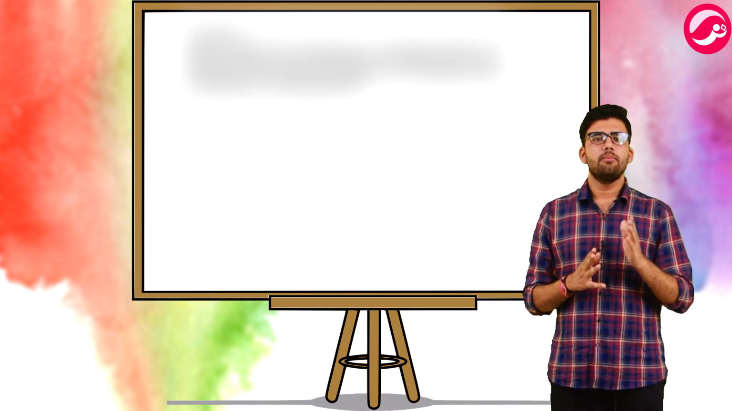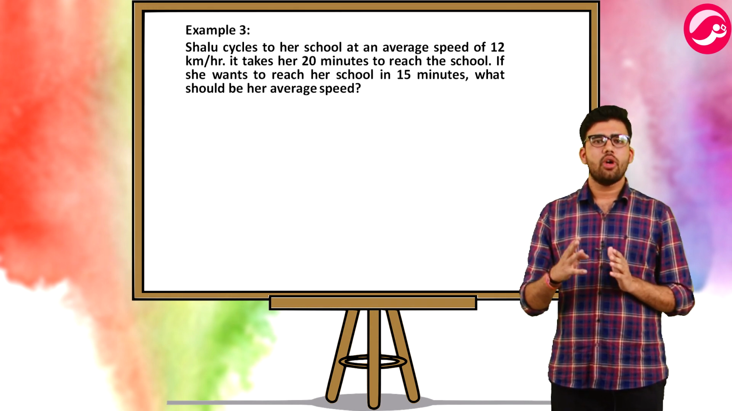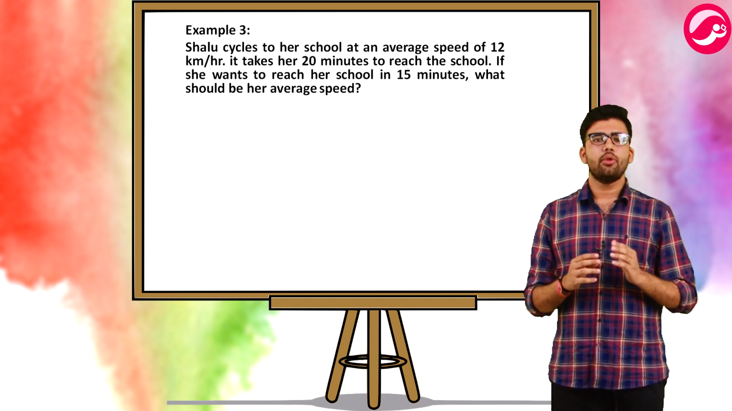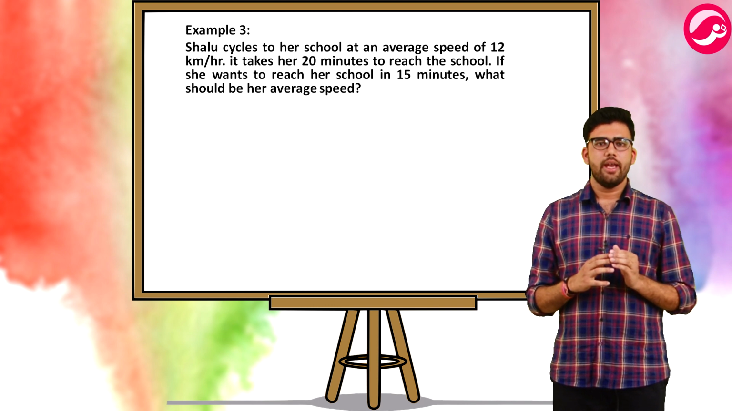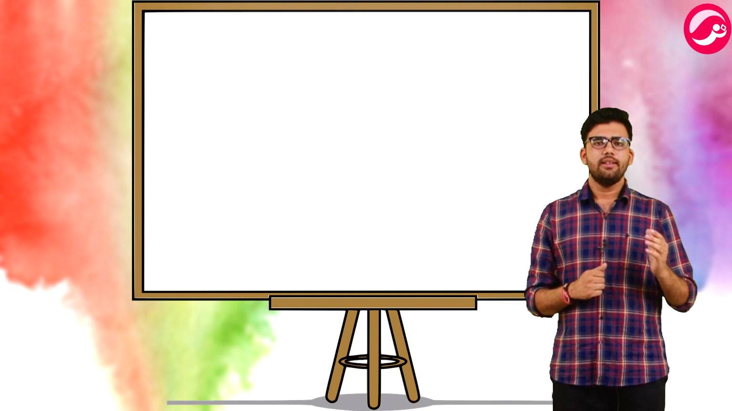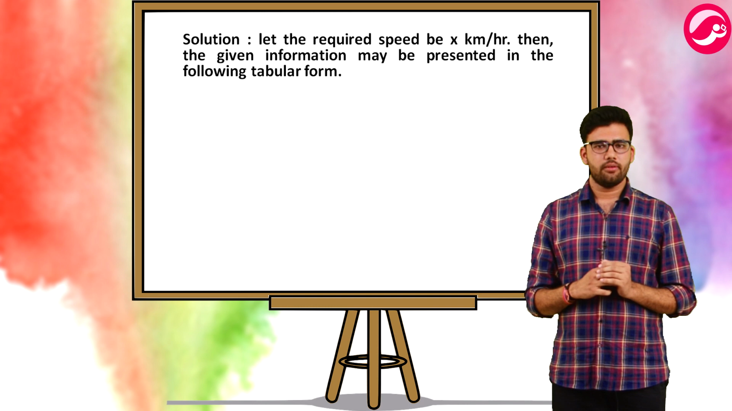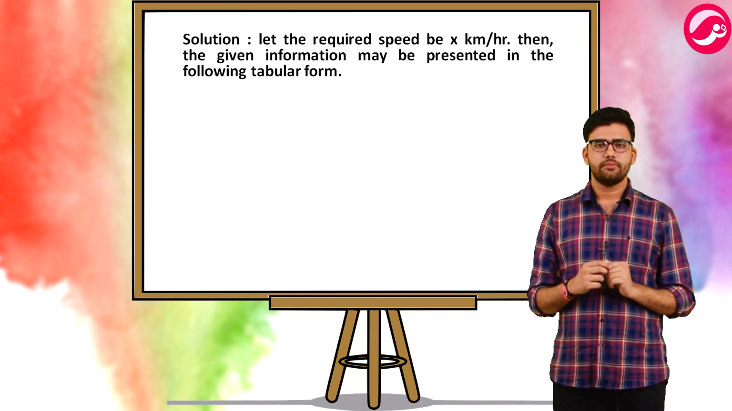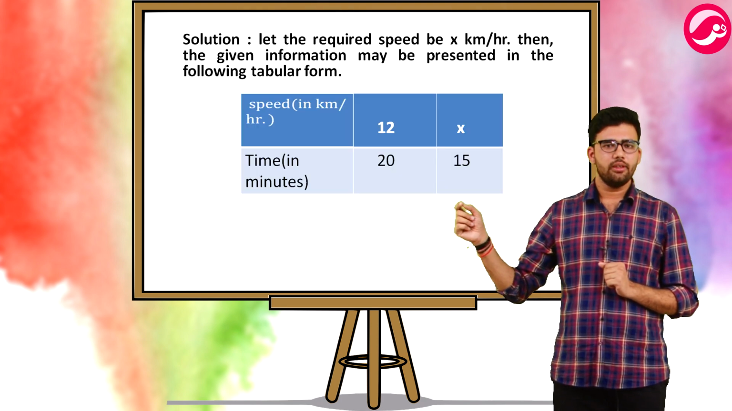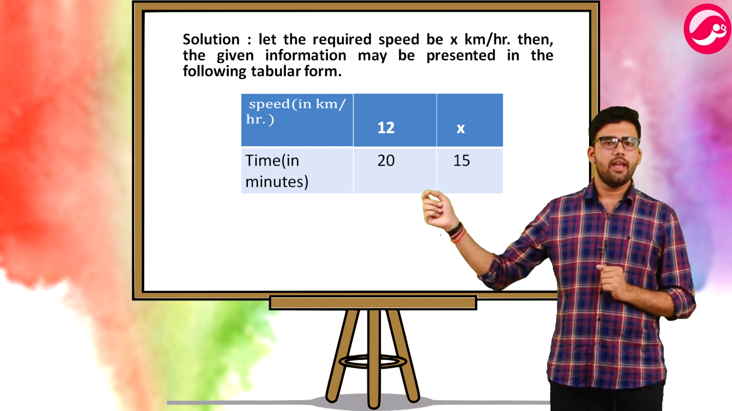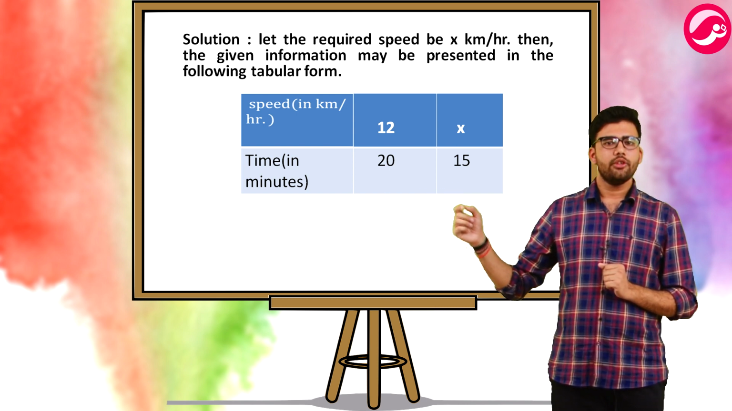Now we will consider one more example. Shalu cycles to her school at an average speed of 12 km per hour. It takes her 20 minutes to reach the school. If she wants to reach the school in 15 minutes, what should be the average speed? The solution will be, let the required speed be x km per hour. Then the given information can be presented in the following tabular form. The speeds in kilometers are 12 and x. Here the value of x we have to calculate, and the times in minutes are 20 and 15.